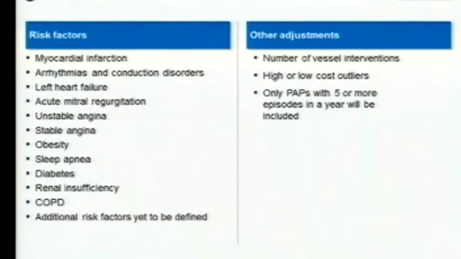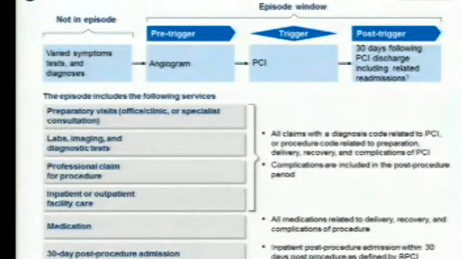You show there at the top the episode window, and I certainly understand what you mean by PCI being a trigger. You show the angiogram as a pre-trigger. What does pre-trigger mean in the tracking system that will be in place for this? Pre-trigger just indicates what costs before the trigger, before the procedure, are included when the window starts.